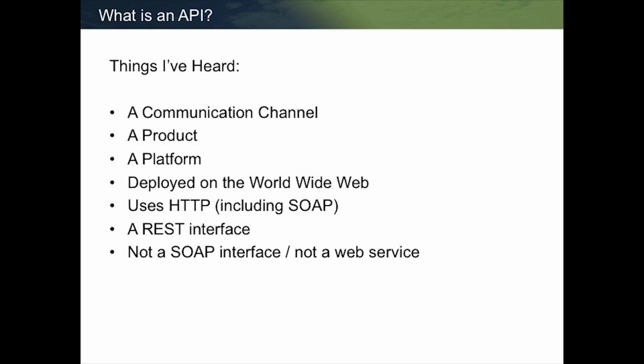And people say it's a communications channel. It's a product. You know, CA's got a product called API Management, so they might have heard of that. It's a platform. You'll hear there's an API platform. There's cloud vendors that are producing API platforms. They're deployed on the World Wide Web. They use HTTP, including SOAP. It's a REST interface, or it's not a SOAP interface. It's not a web service. And so these are some of the common things we hear when we're out there.